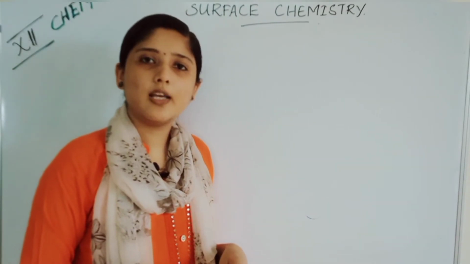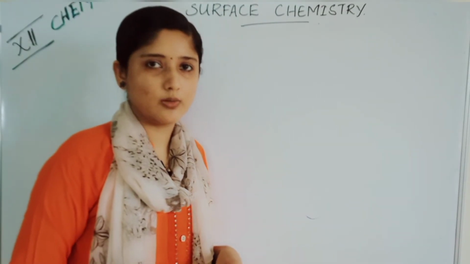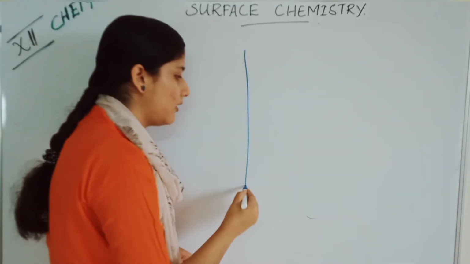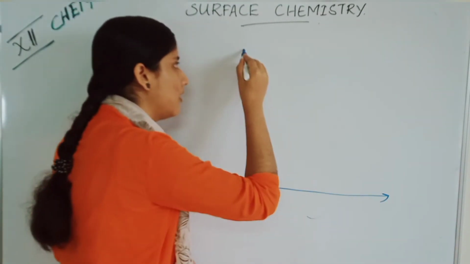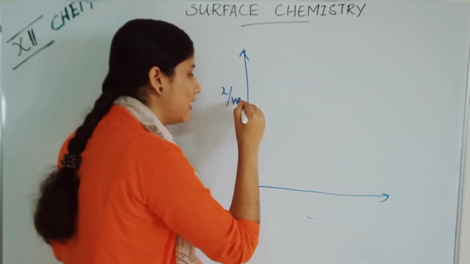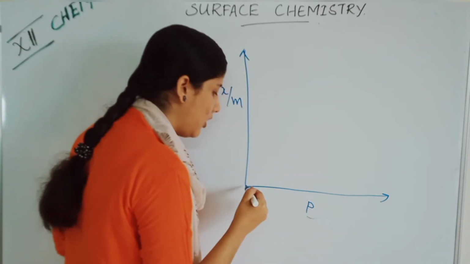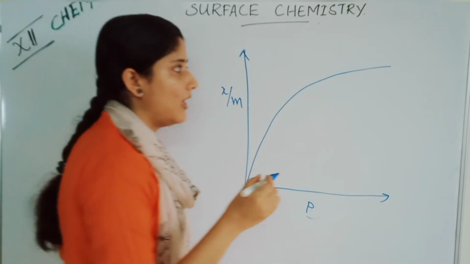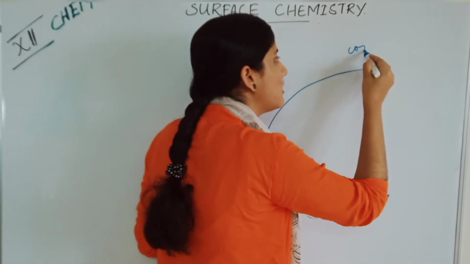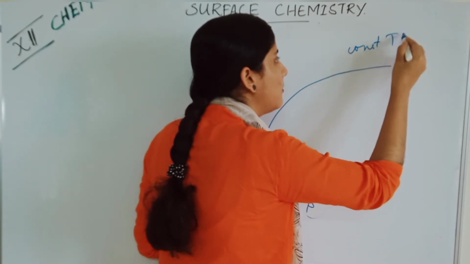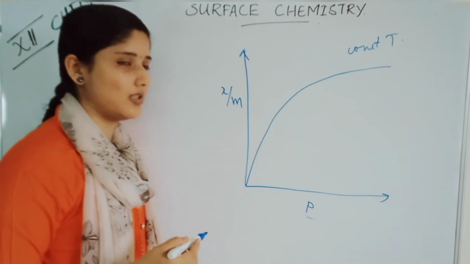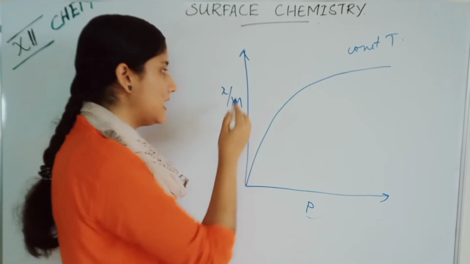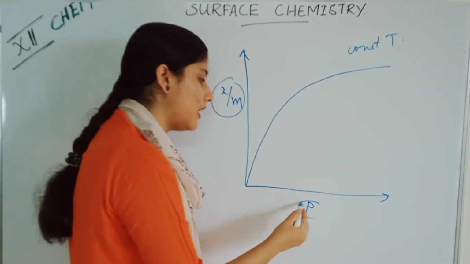Students, we were studying the Freundlich adsorption isotherm. Let's look at the drawback of that isotherm. When we plot a graph between x by m versus p, we get this graph, right? Freundlich got this graph at constant temperature. He failed to explain why at high pressures this x by m is independent of pressure.